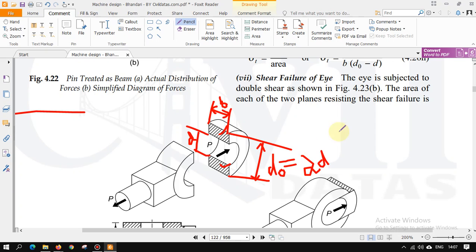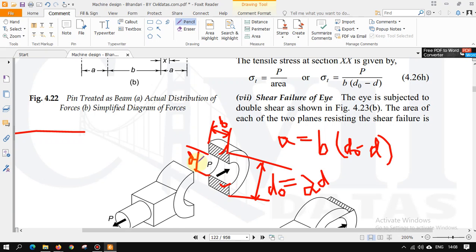So the area A is equal to b into (d naught minus d). Is that clear? How did I find the area of this shaded region? Is that clear or not? Fine. Now at first we'll consider the tensile load and find the maximum tensile load.